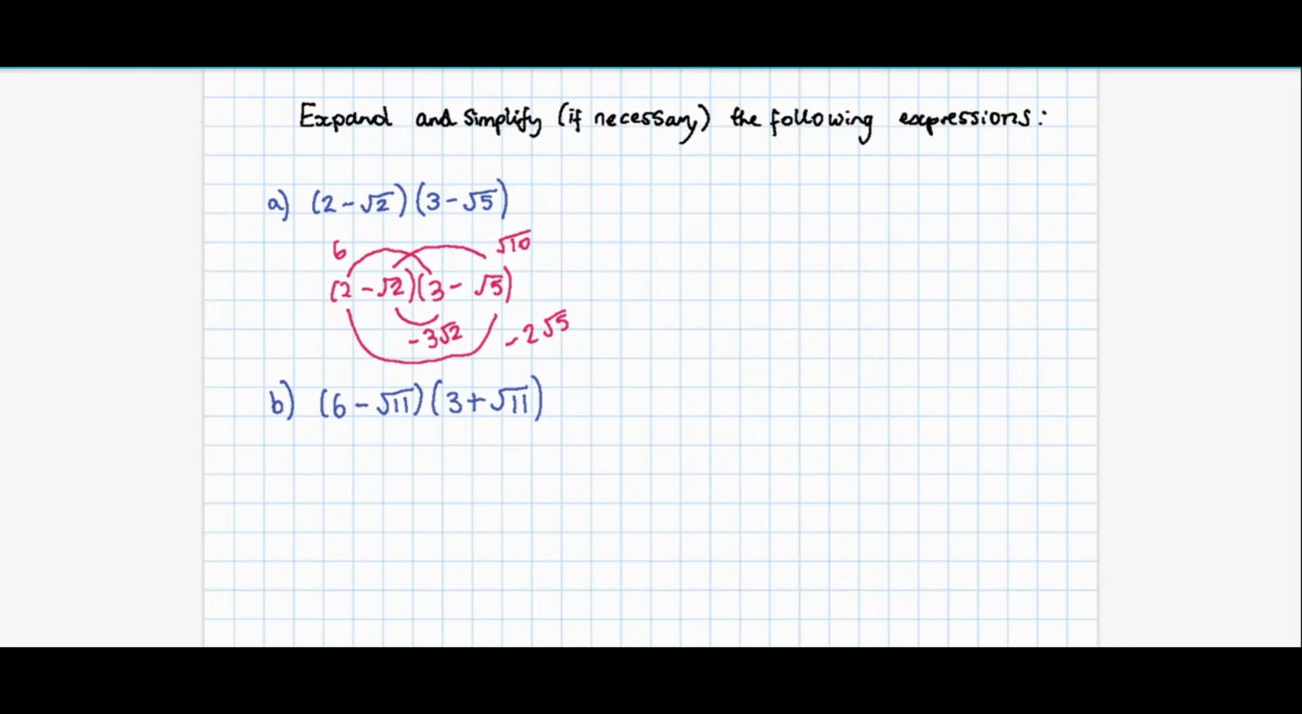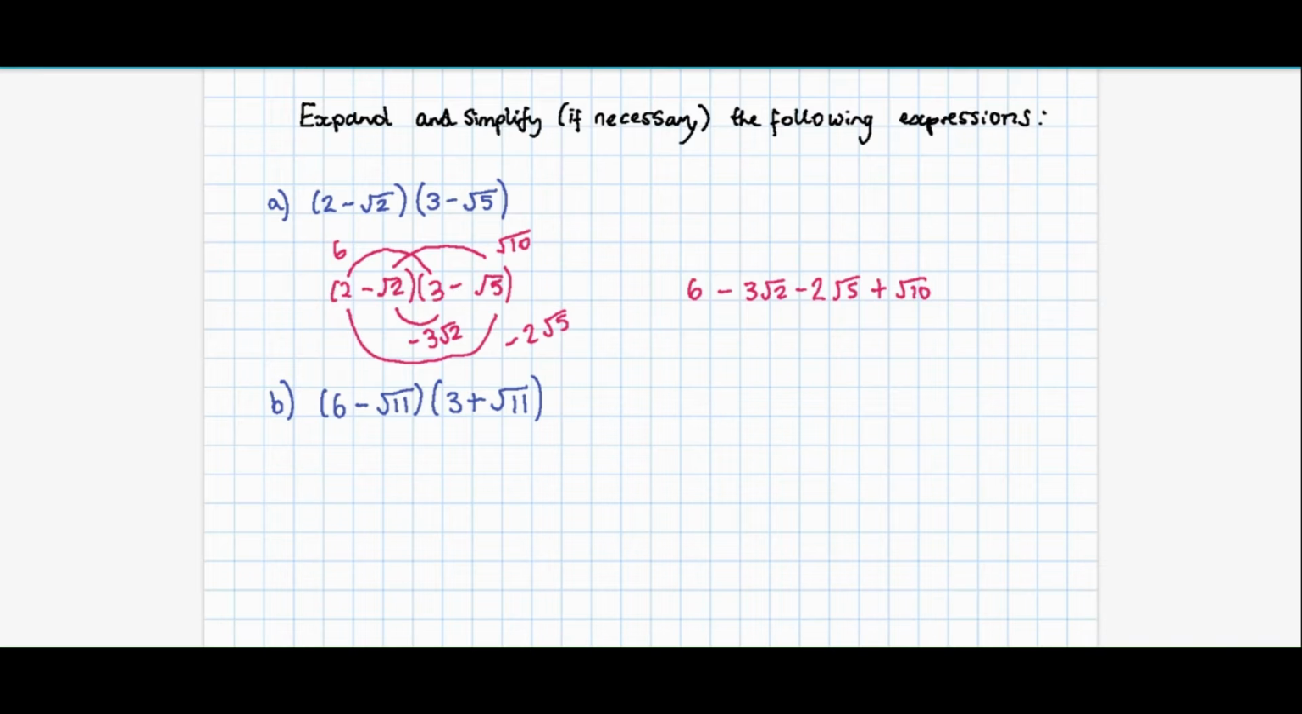Now we're going to simplify this out here. So can root 10 be simplified? No. Can root 2 be simplified? No. And can root 5 be simplified? No. That's our first thing we've established. So let's start off with 6. And we've got minus 3 root 2 minus 2 root 5 plus root 10. And that's your answer.